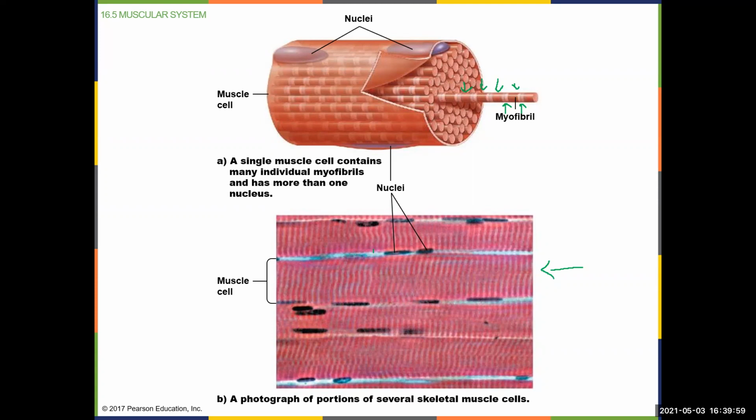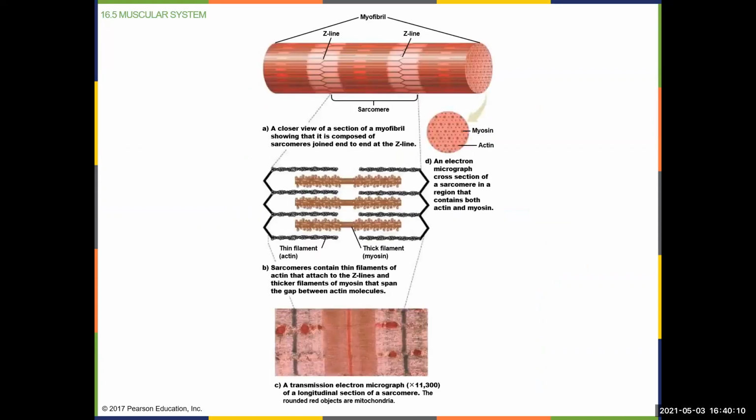Okay. Now what we're going to do is zoom in to one sarcomere, one unit. That's what we're going to do. We're going to zoom in, and that's what we've done here. We're looking at one sarcomere. So you see the Z lines here, right here, that Z line. You have it on both sides. And so from this Z line to this Z line is a sarcomere. So that's one contractile unit.